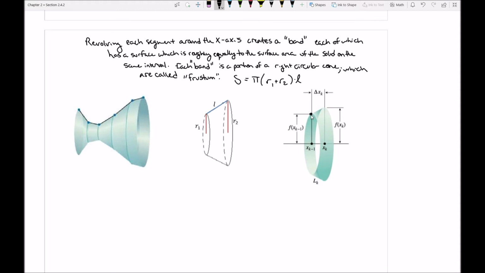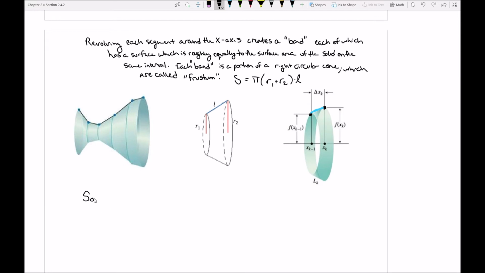I can see over here where I'm going to have my y values on my function, and my individual line segment would be positioned right up here. This is what's getting revolved around. The y value over here is found by taking this x and plugging it into the function. The y value over here, take my x sub k and plug it into the function. So I'd like to use this to set up the formula for the surface area for one of these frustums.